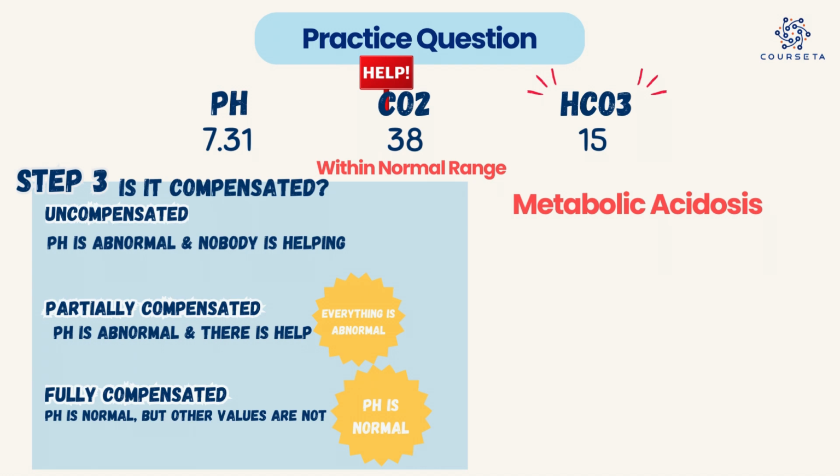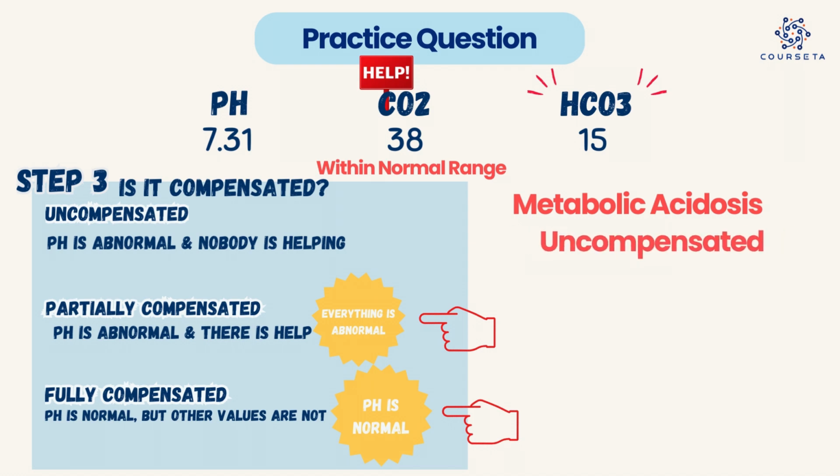If you remember those simple rules earlier for the compensation, if it was partially compensated, everything would be abnormal. If it was fully compensated, the pH would be in normal range. Well, here we have a value that is still in normal range because it's not helping, and that is the CO2. The CO2 is within normal range, 35 to 45, so this is uncompensated. So the answer here would be metabolic acidosis, uncompensated.